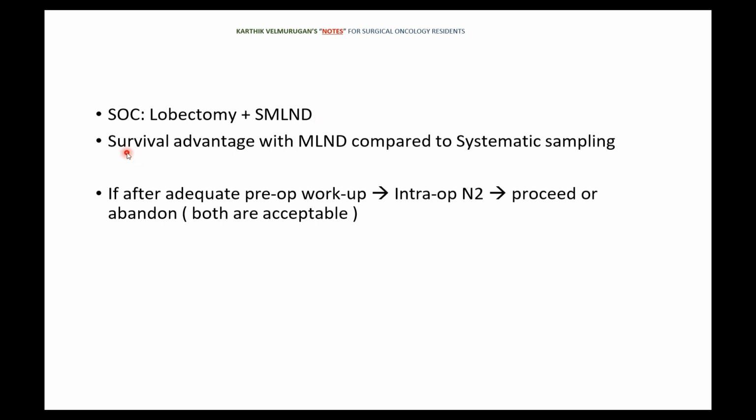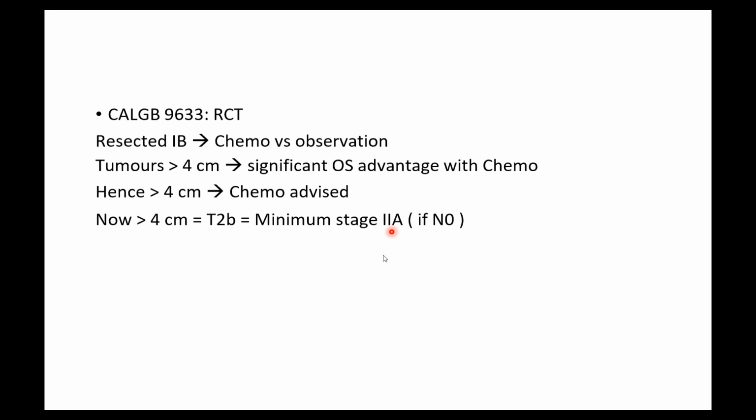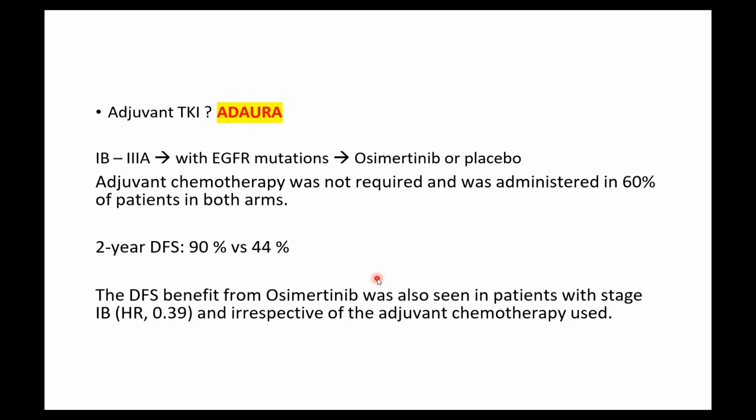There is a definite survival advantage of complete lymphadenectomy over sampling. So, sampling or lobe specific lymphadenectomy should not be considered as standards of care for stage 2 patients at this point. And without doubts, these patients should receive adjuvant. Strong evidence from the LACE meta-analysis, which showed a 5.4% increased 5-year overall survival with adjuvant platinum-based chemotherapy. Again, an RCT which showed chemo provided improved overall survival in stage 2 patients.